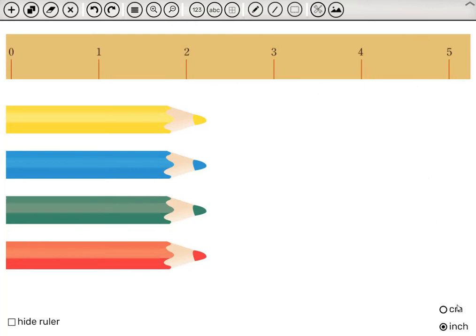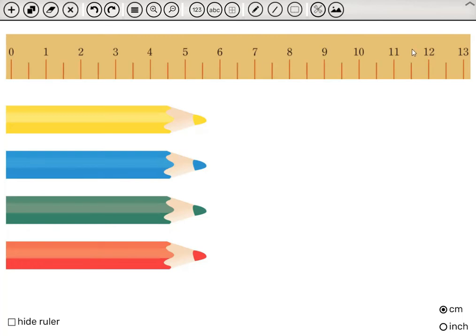Now, let's move to centimeter. Here we can divide the centimeters into halves, and we can click again to see the millimeters. Let's go back to centimeters.